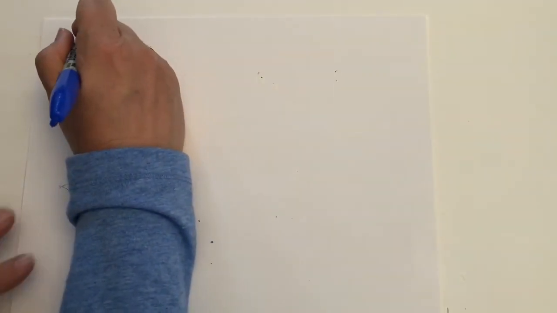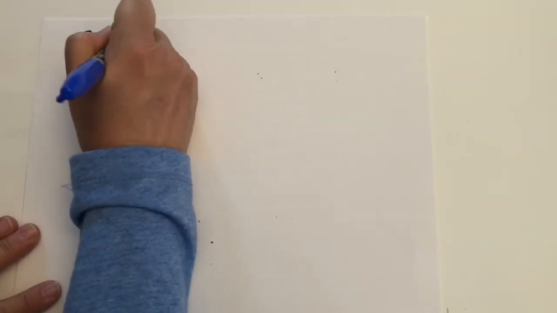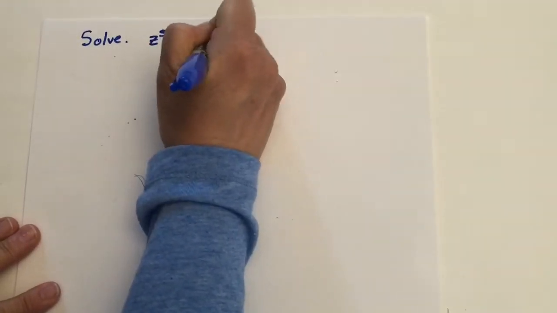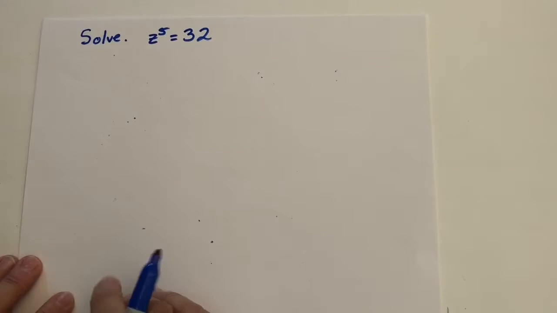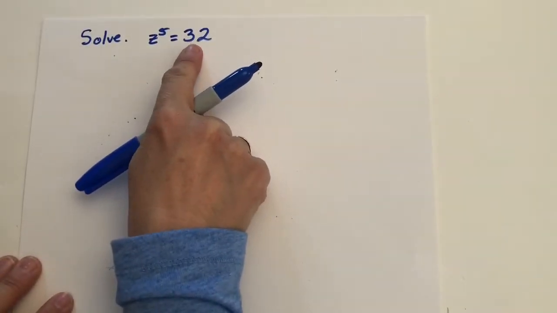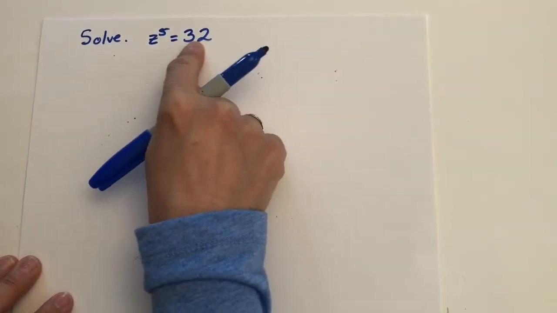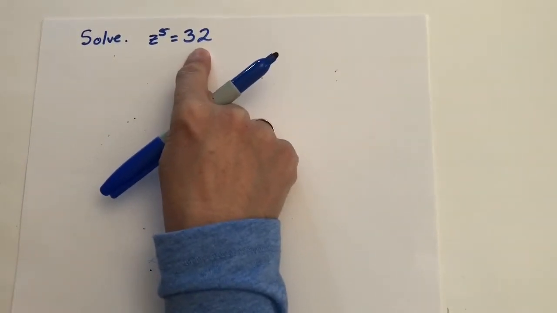So we're going to solve z to the fifth equals 32. And in doing so, we will have all 5 fifth roots of 32. Now I want to do 2 things. One, I want to remind you about de Moivre's theorem, and I want to convert this to its trig form.